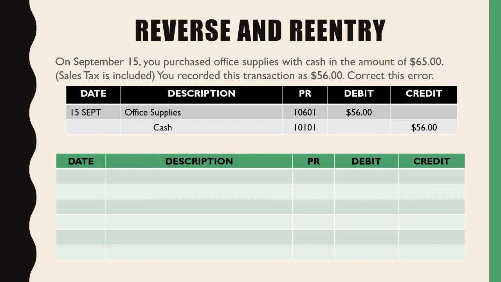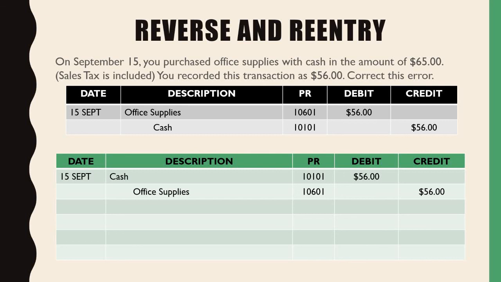We just entered it as 56. We catch that two days later, saying, because in my pocket I brought $75, why do I have less? So this is how you're going to correct it using the reverse entry. You're going to pretend in your mind, okay, I'm going to go back to the store and return the item. So I'm going to get my money back and return the office supplies.